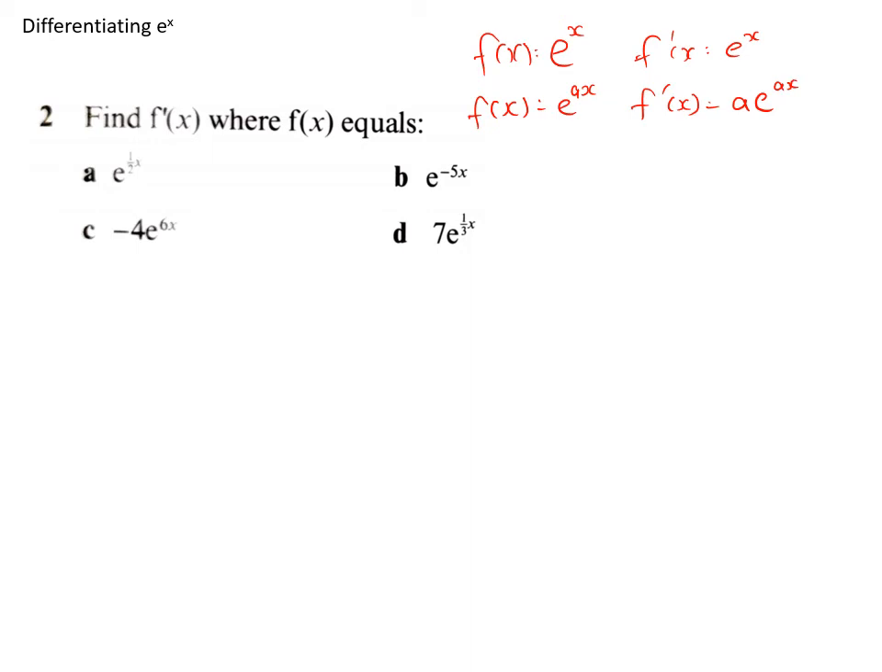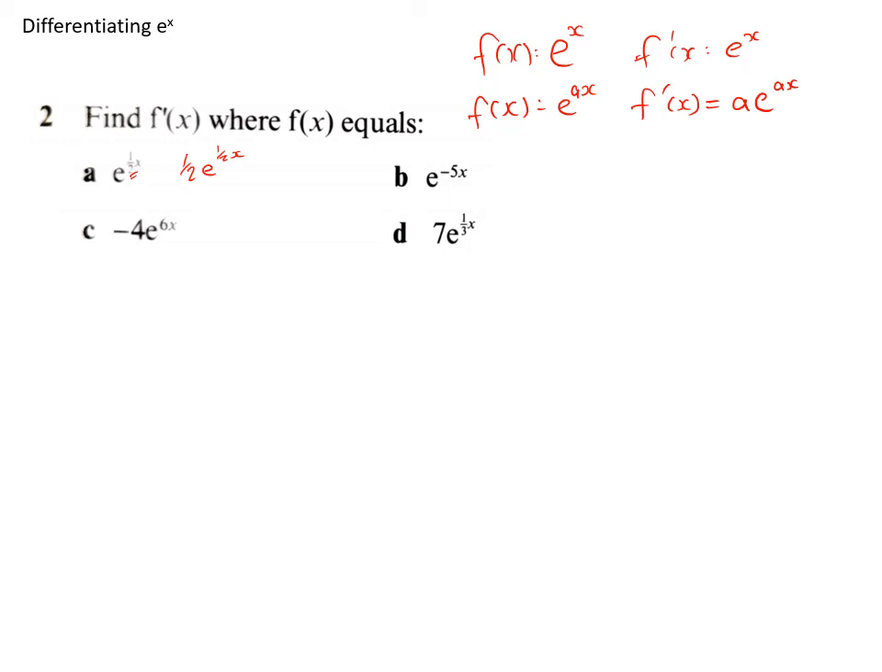So we just find out what's happened to our x power, what's the coefficient of it, and we just bring that down to the front as our new coefficient. So if I've got e to the power of a half x, I just think that I've got a half in front of the x. So all I need to do is bring that half to the front and get a half e to the power of a half x.